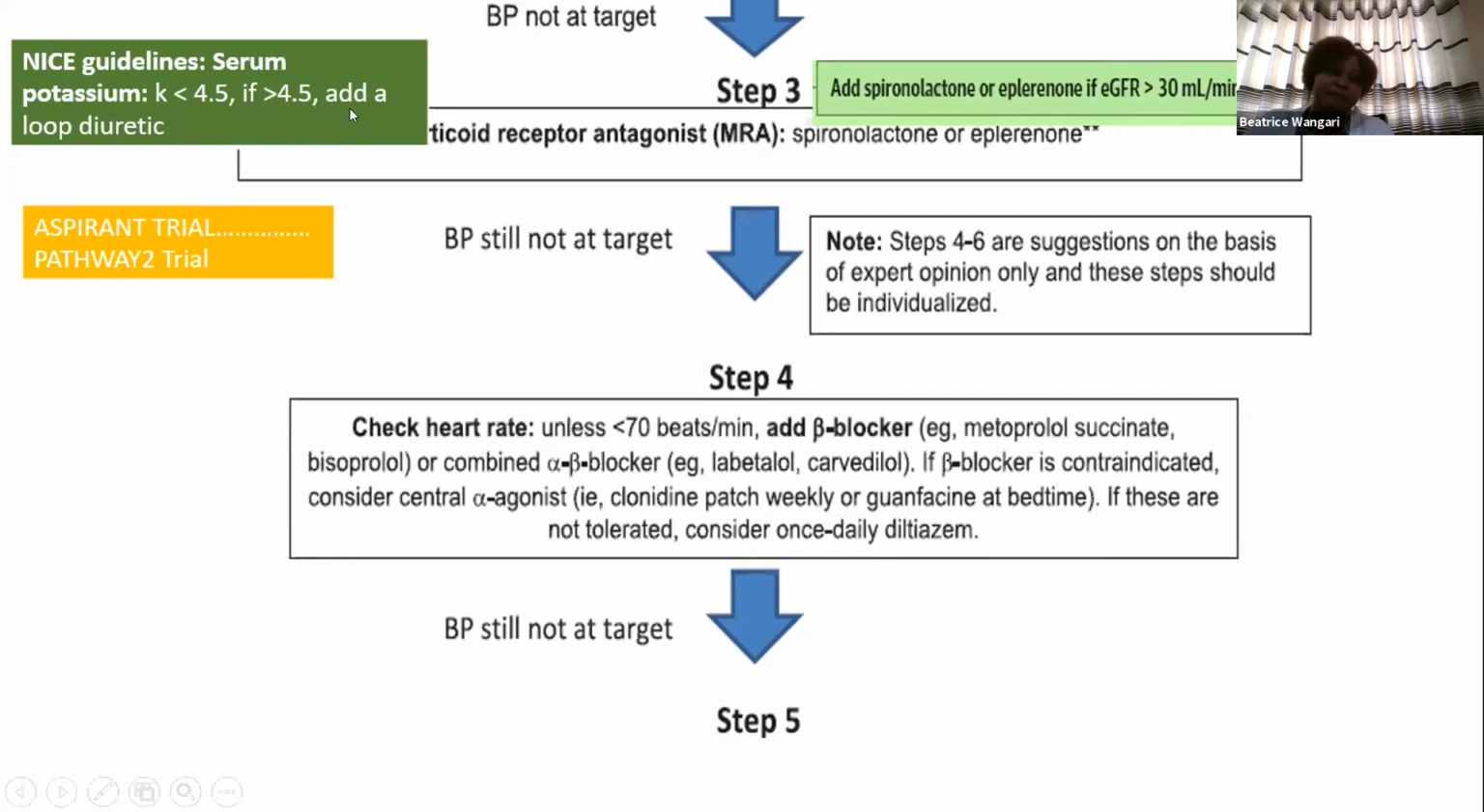There were some older guidelines which had given us some cutoffs when using serum potassium to make this decision: if a patient has a serum potassium of less than 4.5, then you can go ahead and use your spironolactone. But if the patient has a serum potassium of more than 4.5, then you're probably better off adding on a loop diuretic onto your chlorthalidone or indapamide. And this step 3 was guided by quite a number of trials, the largest of them being the ASPIRANT trial and the PATHWAY-2 trial.